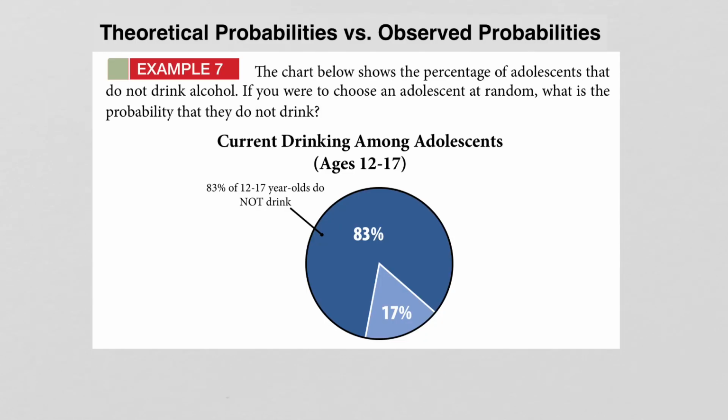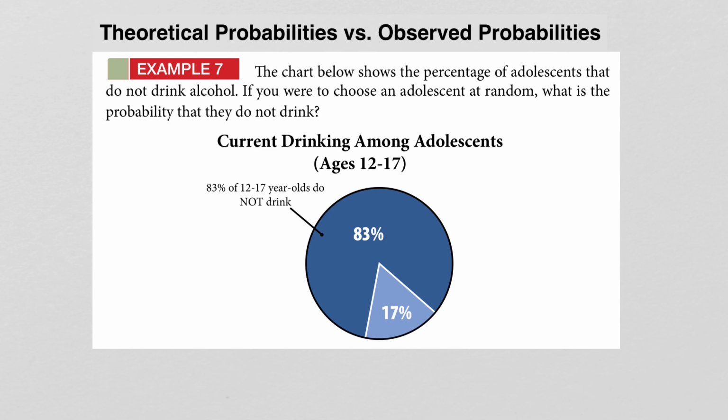Now, everything we've been talking about so far has been an example of theoretical probabilities. In other words, we can find these probabilities without actually doing anything. Another type of probabilities is what we call observed probabilities. So these are probabilities that we get from observing the real world. So for example here, the chart below shows the percentage of adolescents that do not drink alcohol. So in this age group of 12 to 17-year-olds, 83% do not drink alcohol. 17% do drink alcohol or have drank alcohol.